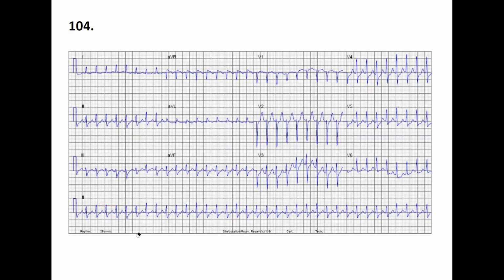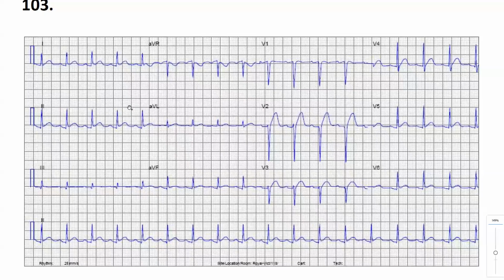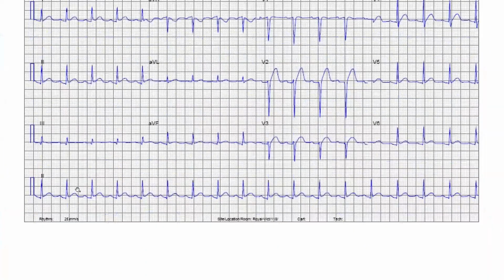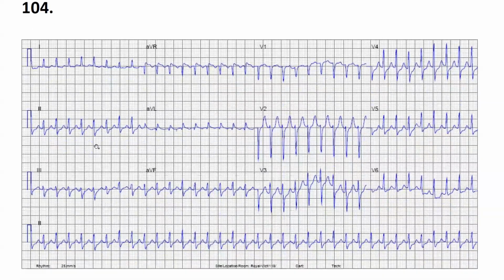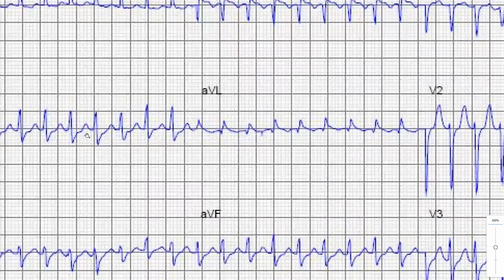What else proves that this is not a sinus tachycardia? Do you have P waves? I think I have F waves. No, no. Let's magnify a little bit. Okay, I'm going to magnify it. Which one are we looking at? 104. Yes. Okay, let's look at this.